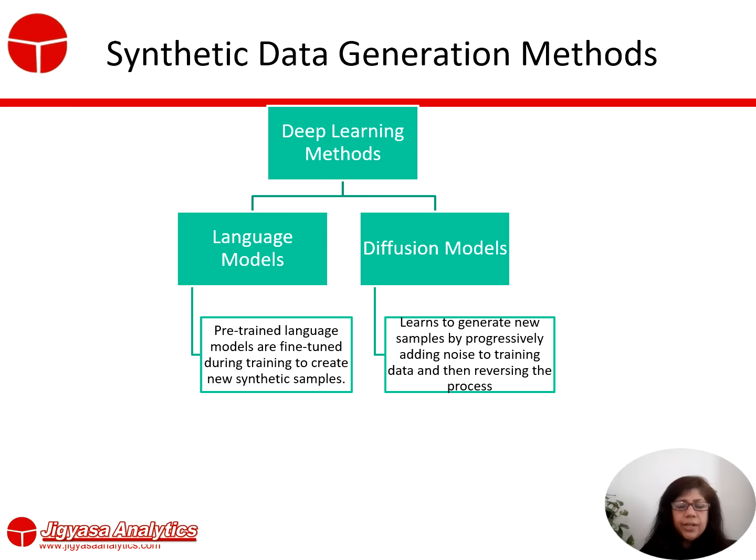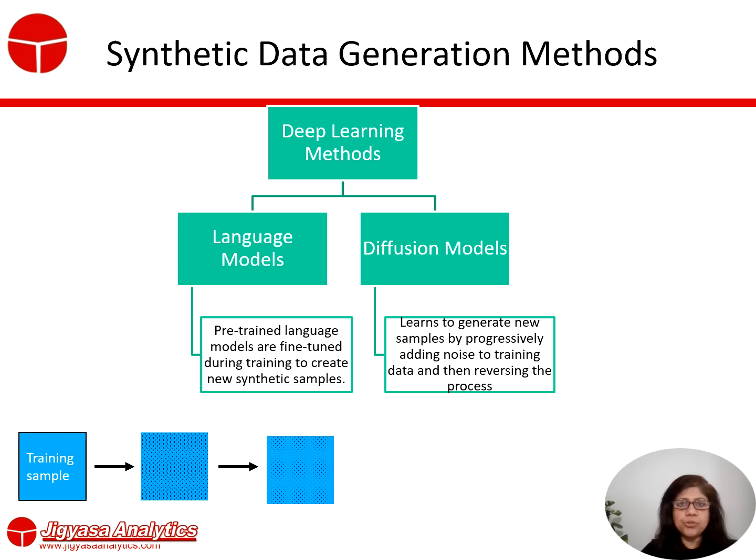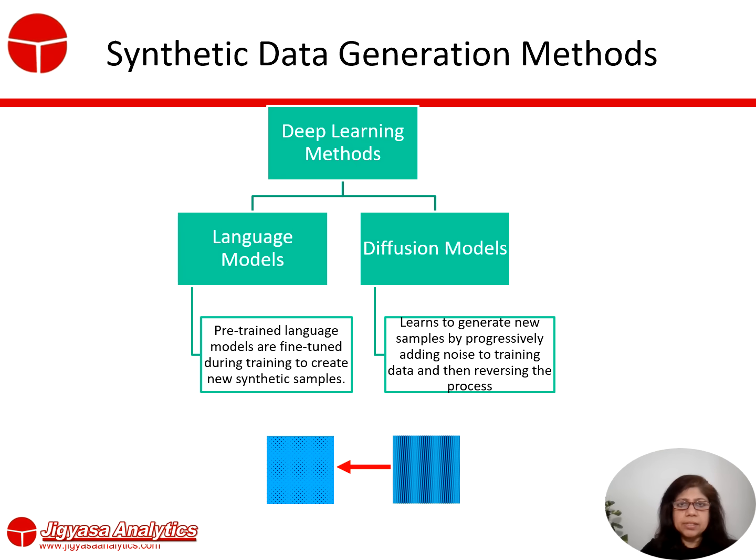Another type of model that we experimented with are diffusion models. These models originated in the field of computer vision and are excellent at new image generation. Diffusion models progressively add noise to training data until all features are completely random. The model then learns to reverse the process and create new synthetic samples from noise.